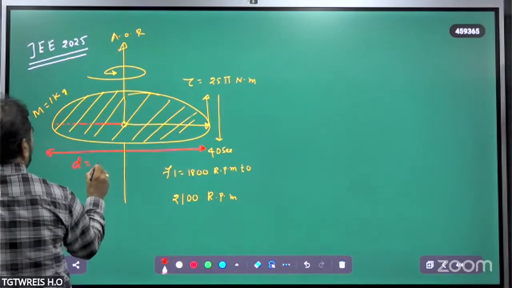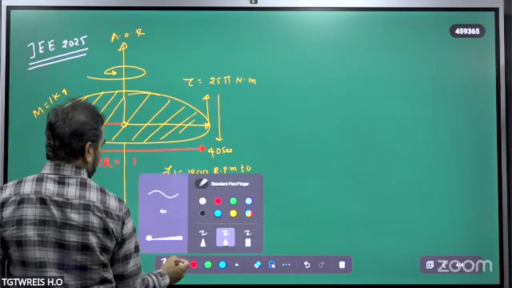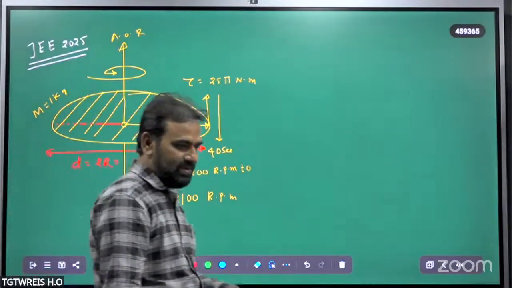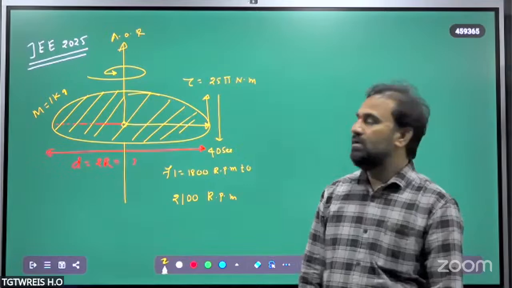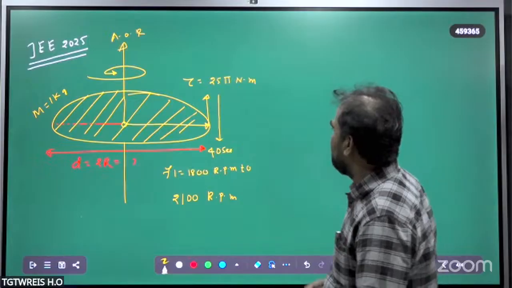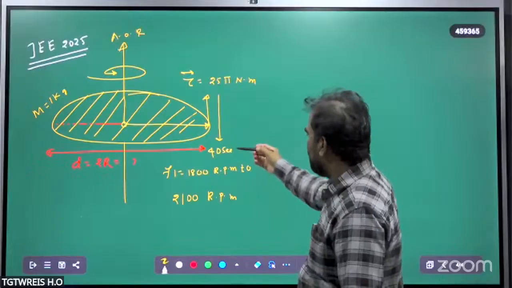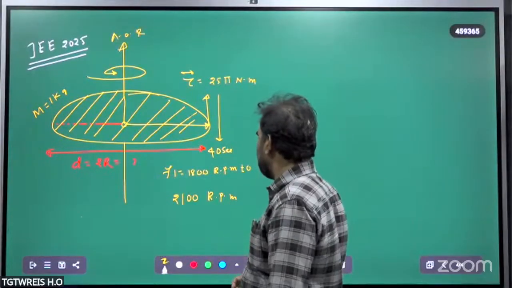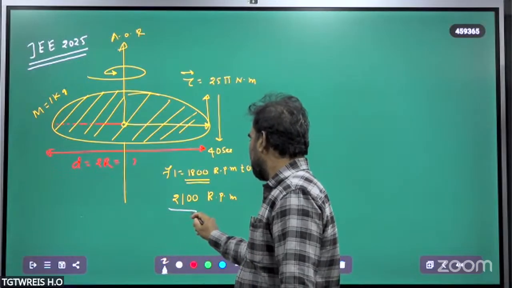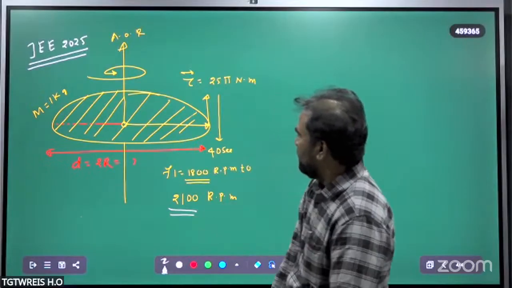D is equal to 2R, and we have to calculate it. Look at the problem. A disc of mass 1 kilogram has a torque of 25 pi Newton meters acting for 40 seconds. Due to that, its frequency changes from 1800 revolutions per minute to 2100 revolutions per minute. Then find the diameter of the disc.